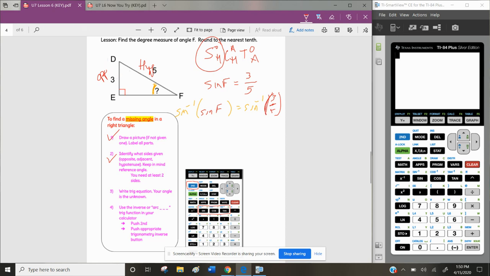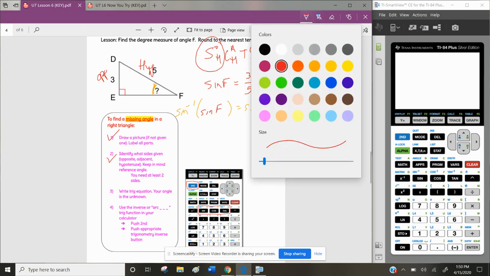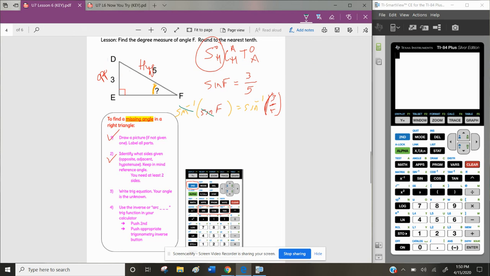Okay, so the arcsin and the sine are going to cancel out. They undo each other, leaving me with angle F. And then in my calculator, I'm going to hit the second sine button, 3 divided by 5, close it, hit enter. And as long as my calculator is in degree mode, we are going to get 36.9 to the nearest tenth for the measure of angle F.